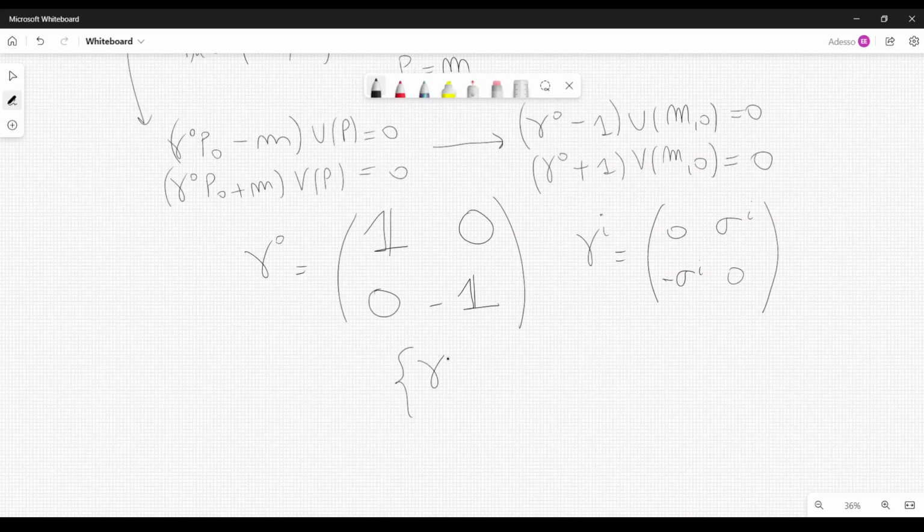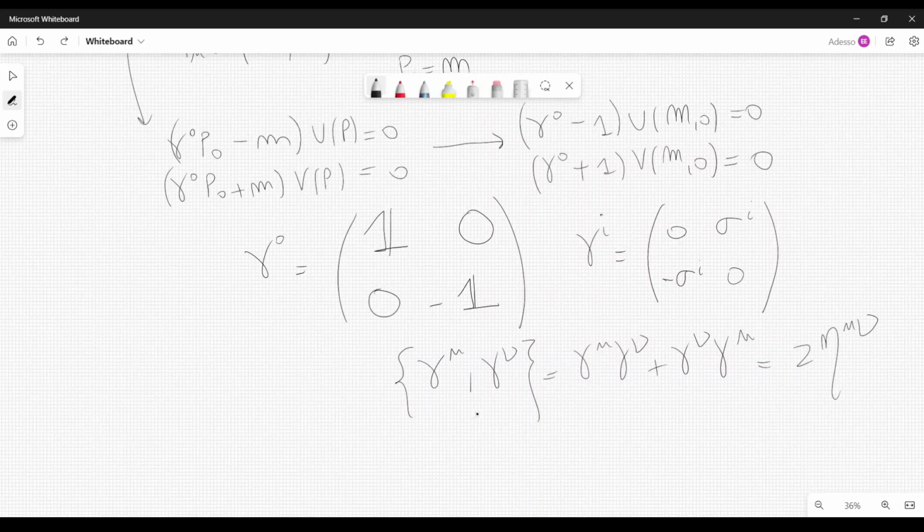The anti-commutator of gamma mu and gamma nu, which is equal by definition to gamma mu gamma nu plus gamma nu gamma mu. So we have a plus instead of a minus that we have in the commutator. For the commutator we have a minus here, but for the anti-commutator we have a plus. And this is equal to 2 eta mu nu, where eta mu nu is the Lorentz metric.